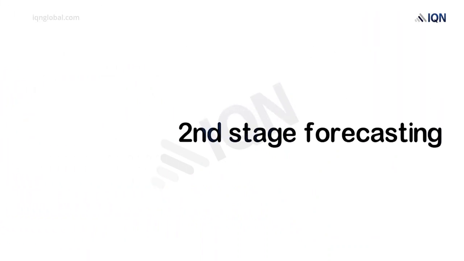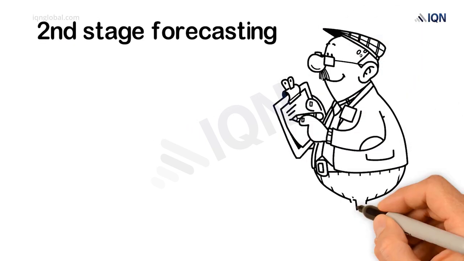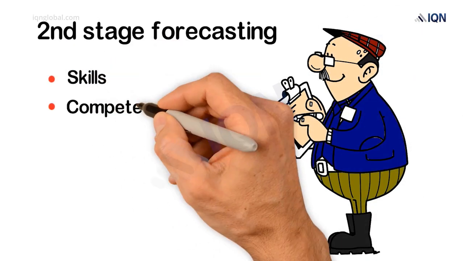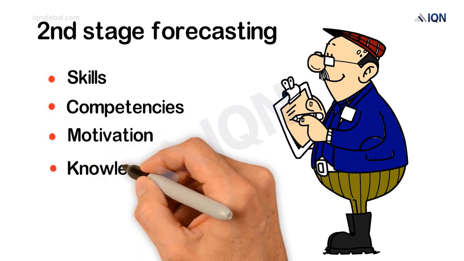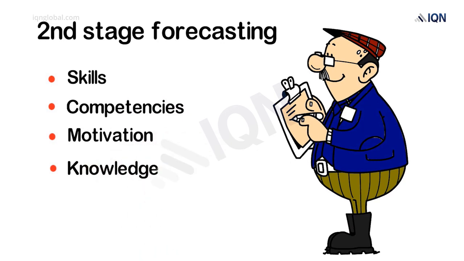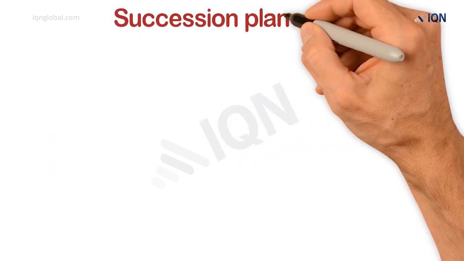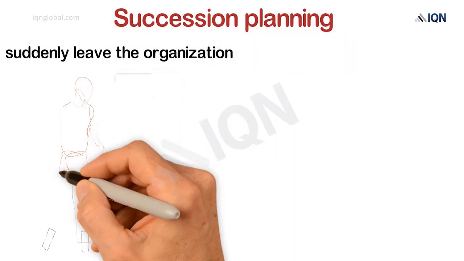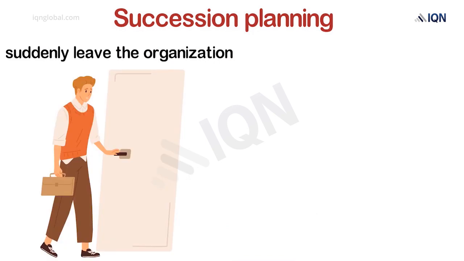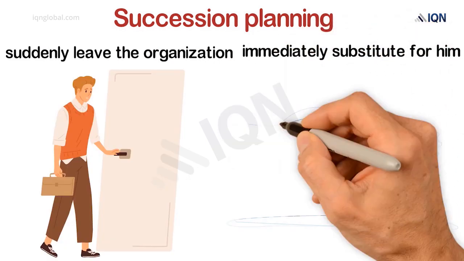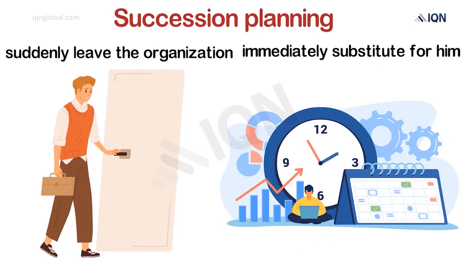After stocktaking, the next stage in the workforce planning cycle is forecasting. During forecasting, the organization will examine the skills, competencies, motivation, and knowledge of their workforce. At this stage, the organization also develops succession planning. If any employee suddenly leaves, the organization must be able to immediately substitute for him.